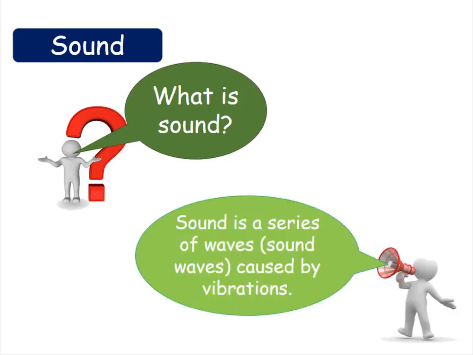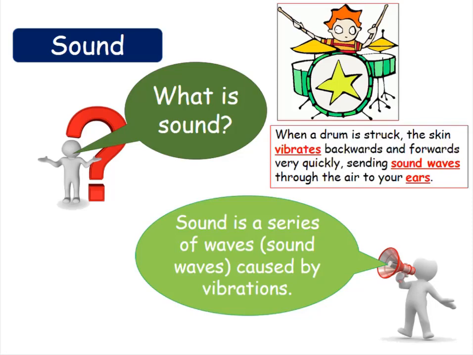What actually is sound? Sound is basically a series of waves caused by vibration. So it means that it is generally caused by vibrations in material bodies. What are the types of vibration? We will go over it. You will be familiar with an example of how sound is produced or how sound is generated.